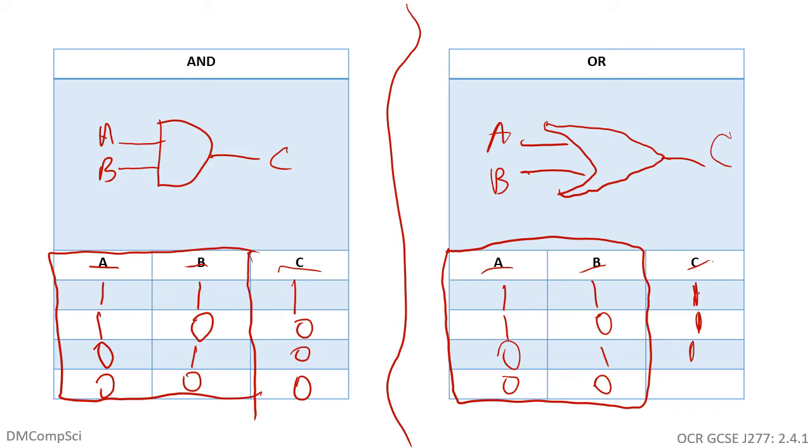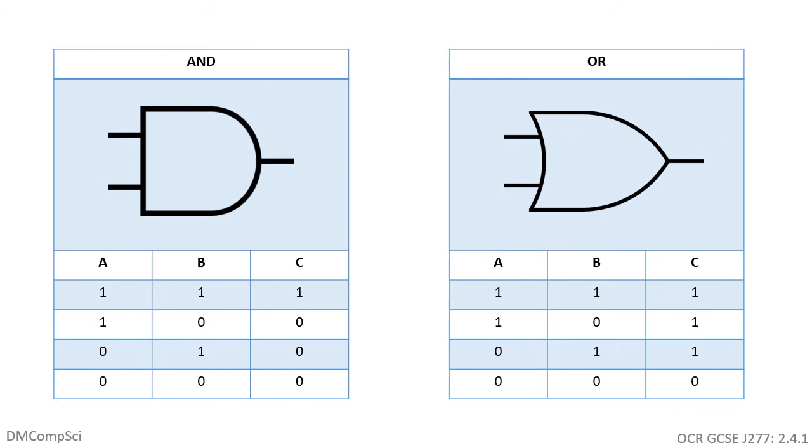The only row that actually rings false here is 0 and 0 or 0. This is because there are no positive inputs coming into the gate, and therefore the rules of the OR gate haven't been satisfied, and therefore we output a 0. And here are the neatly completed versions of the truth tables.